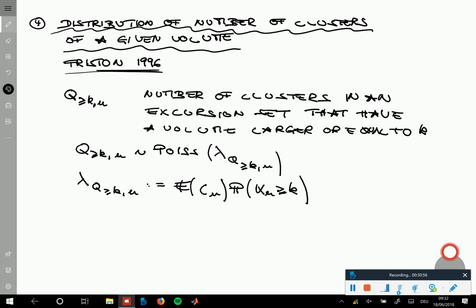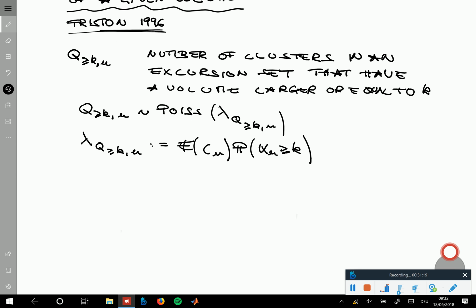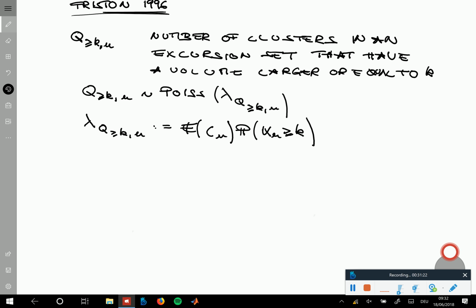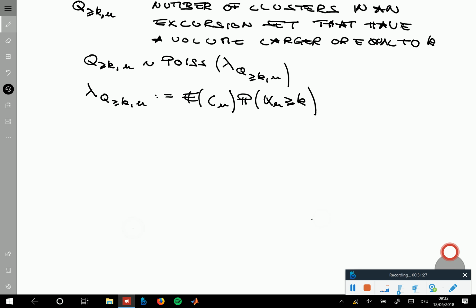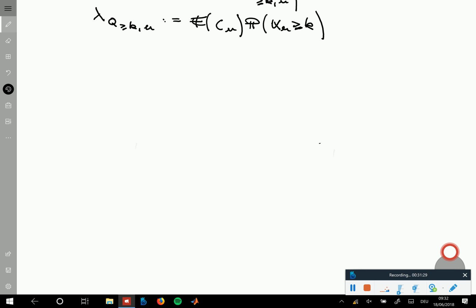Now the question is, nevertheless, even if we talk about this expectation that this is relatively intuitive, why should this whole thing have a Poisson distribution? And this I want to sketch now. So where does this come from? What is going on? This can be justified as follows, which is somewhat inspired by the argumentation in the Friston 1996 paper, although it doesn't make these things really explicit.